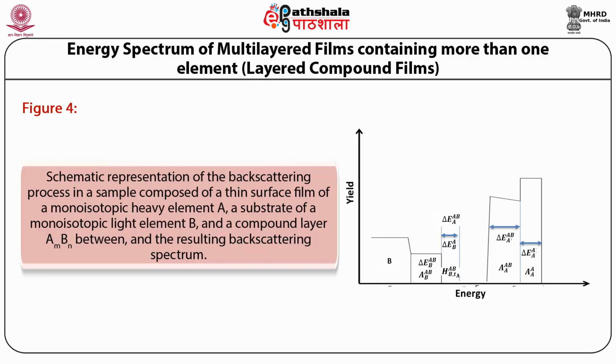The schematic representation of the backscattering process in a sample composed of a thin surface film of a monoisotopic heavy element A, a substrate of monoisotopic light element B, and a compound layer A_m B_n, and the resulting backscattering spectrum, is shown in figure 4. Also, the figure shows the meaning of the symbols used in the text.